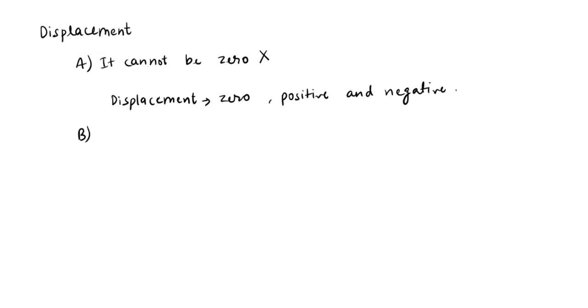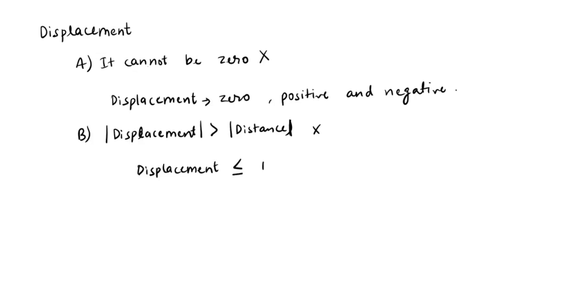Now, moving on to statement B, it says that its magnitude is much greater than distance. So what it says is that the displacement is greater than distance. This statement is also not correct. This is also incorrect because displacement can be greater than, less than, or equal to the distance.